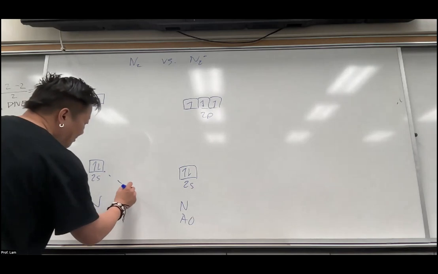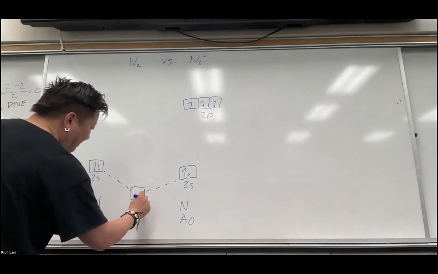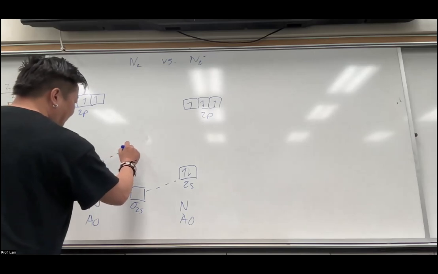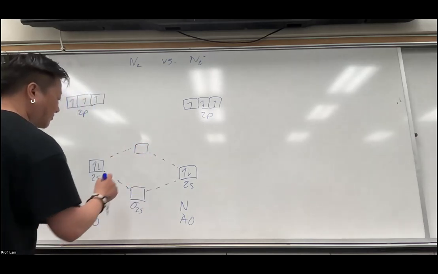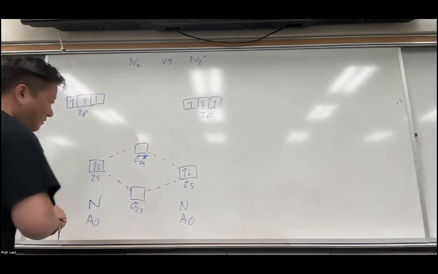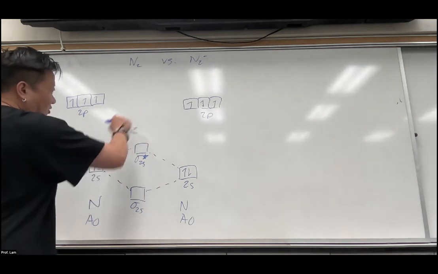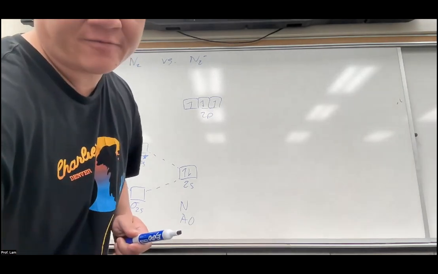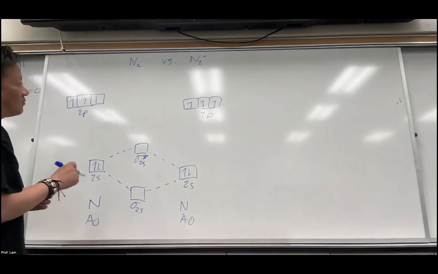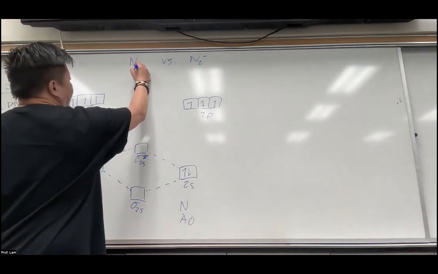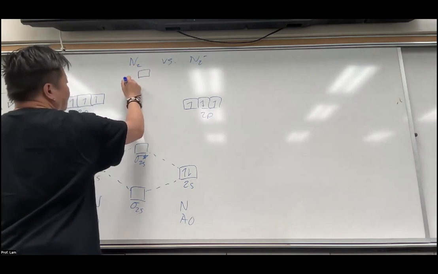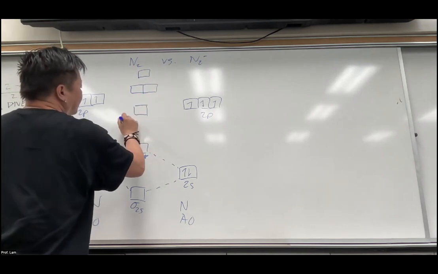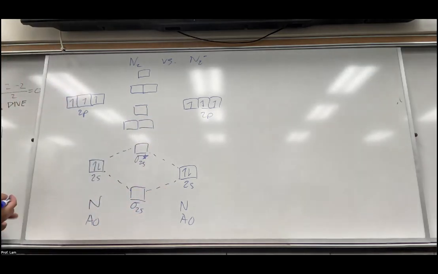All right, so the 2s is going to come together constructively to make this bonding MO, and we'll call that the sigma 2s. And then it's going to destructively interfere to make this sigma 2s star. And then for the 2p, remember, where's nitrogen? Nitrogen has mixing, right? So that means we're going to have the pattern of 1, 2, 1, 2. And then make sure you label it.